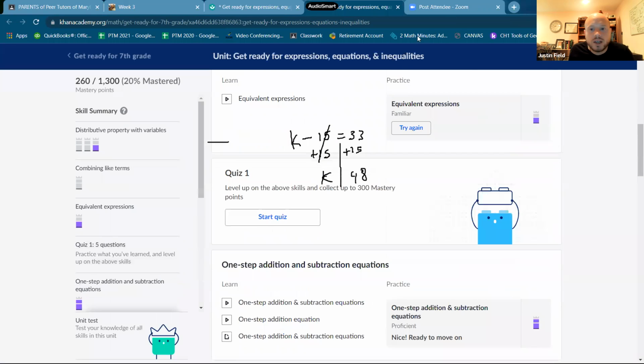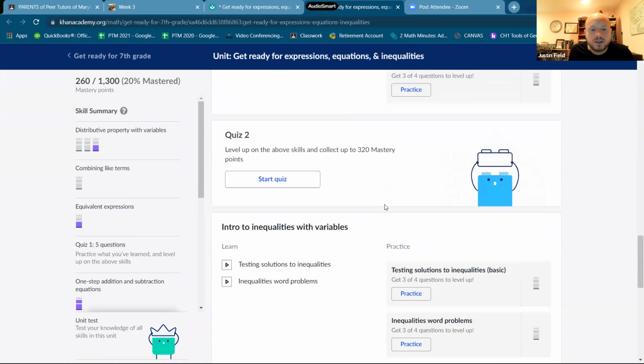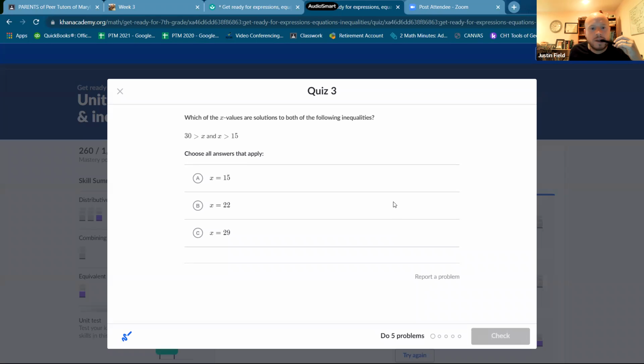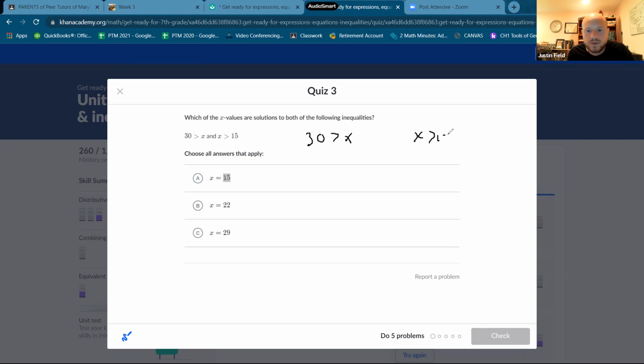Now, quiz 3. Let's do it. Okay, which of the x values are solutions to the following inequalities? So if we substitute 15 in, will it make a true inequality? 30 is less than x. X is greater than 15. So I'm going to put 15 in there. 30 is greater than 15. 15 is greater than 15. Uh-oh. 15 is not greater than 15, so that doesn't work.